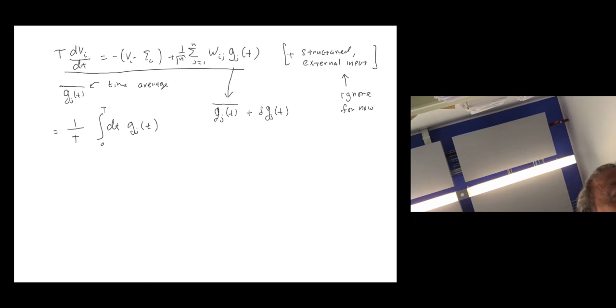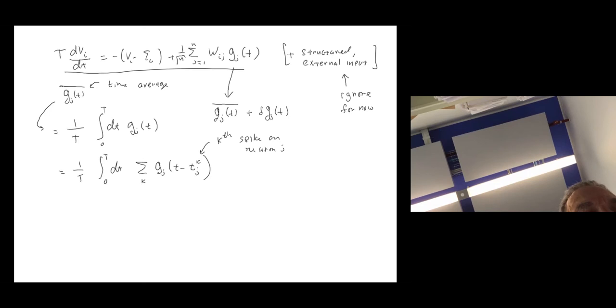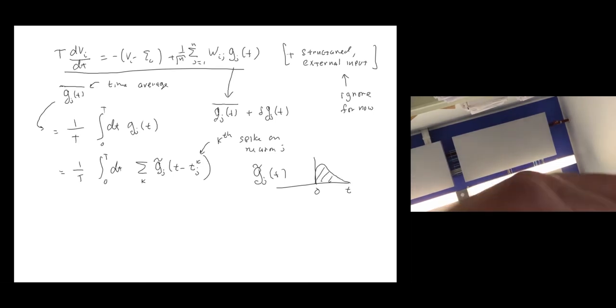So this is the definition of the time average. We'll take the limit as T gets very large. And remember, the sum on K of GJ of T minus TJK. So this is K spike on neuron J. And I'm going to call this GJ. And GJ looks like this. So this is T equals zero. It goes up and it comes down. And we're going to define it so that area equals one.